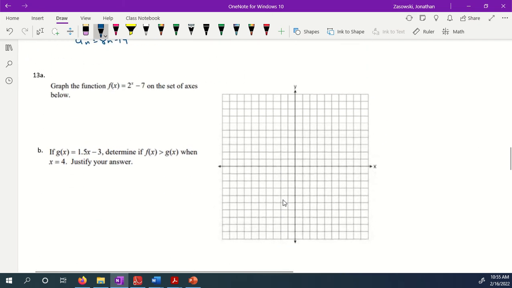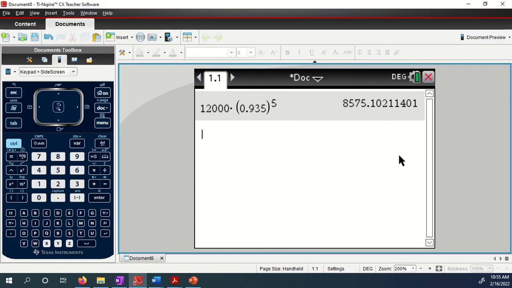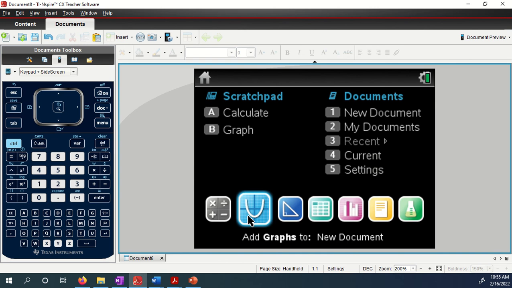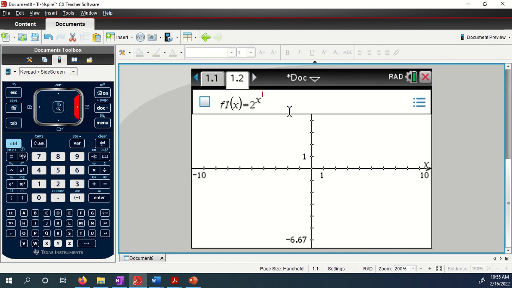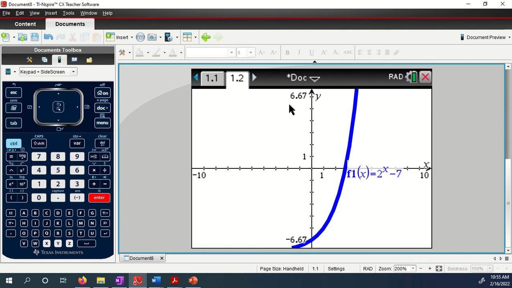All right, 13a, we're going to graph the function on the set of axes below. So once again, we're going to take our calculator, open up graph, and type in 2 to the x, and then minus 7 here. Now remember, minus 7 takes the normal exponential curve and just shifts it down 7 units. I can't actually see these numbers, and that's okay. We're going to graph it.